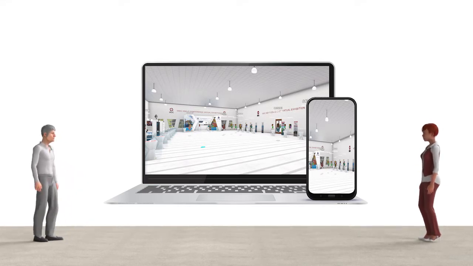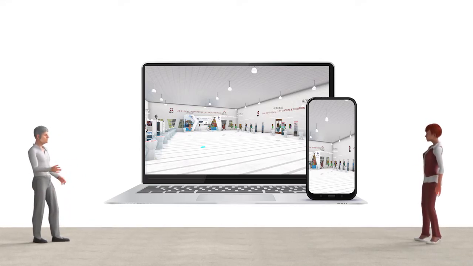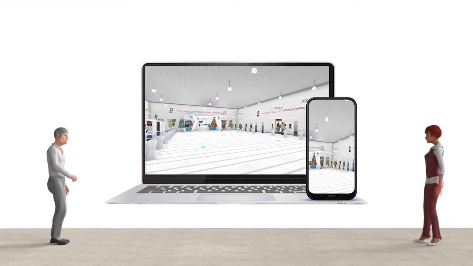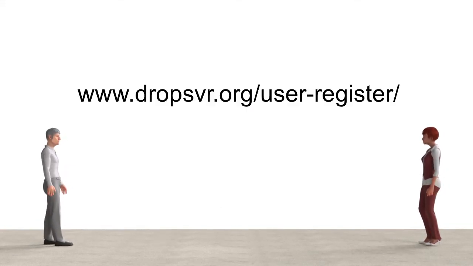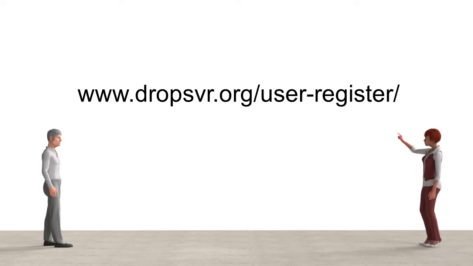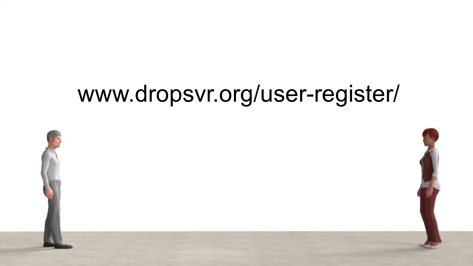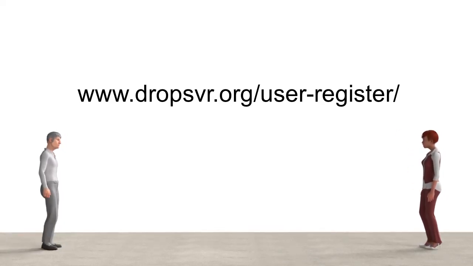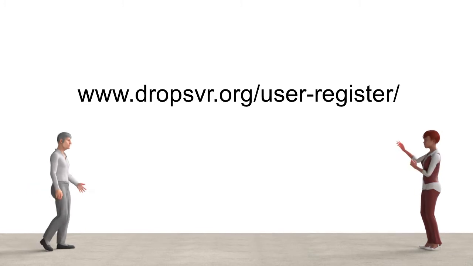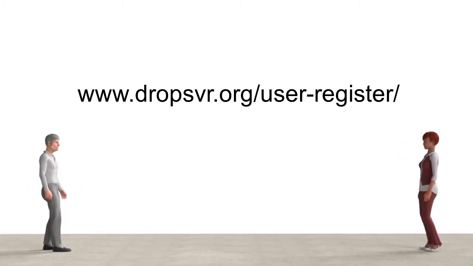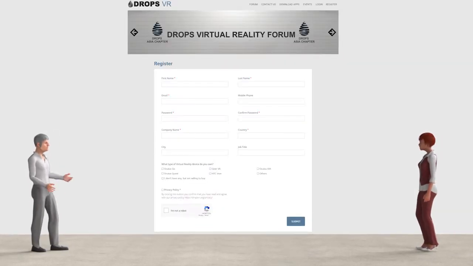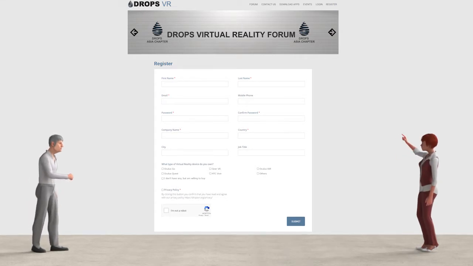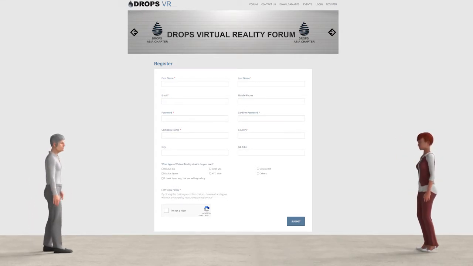So, I guess you would like to know how to join? That is correct. Where do I go? There are a few simple steps needed to get started. First, navigate to https://dropsbr.org, user-register to create a login. Here, you will need to provide your contact details. Everything that is marked with a star is mandatory.